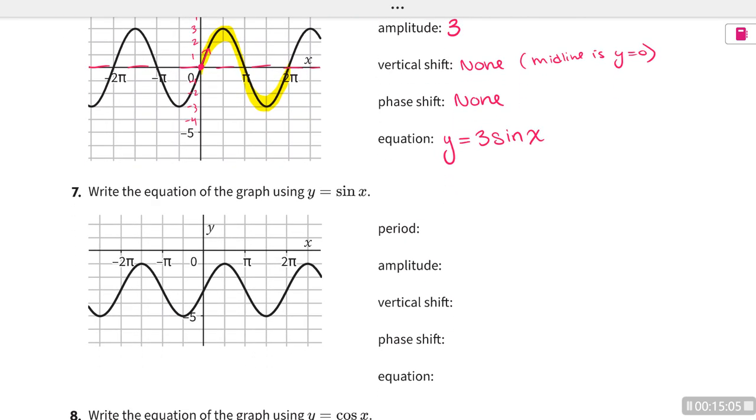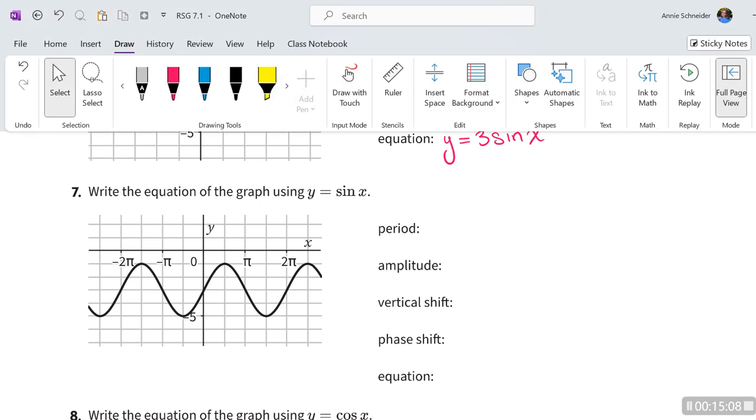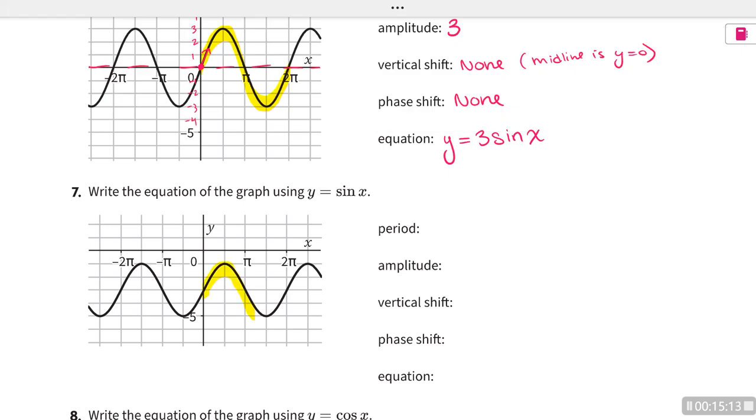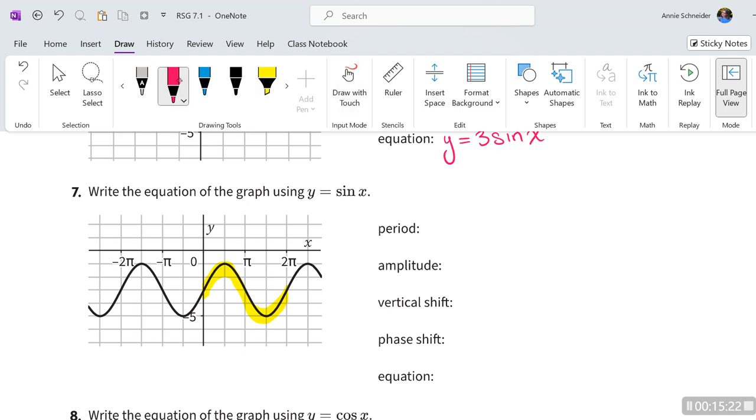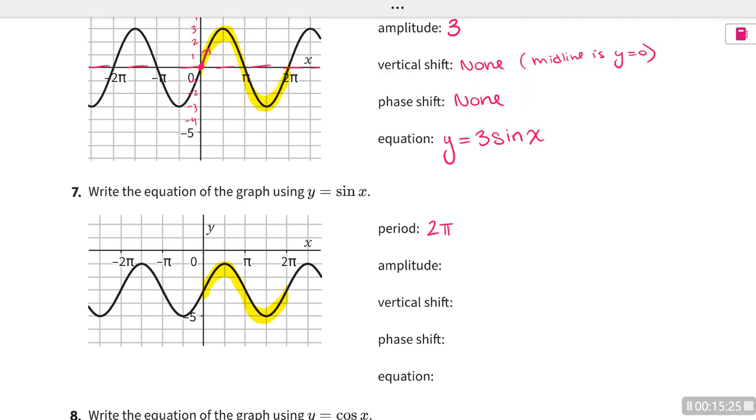Question 7. So our period, let's sort of highlight. This looks like a midline, but even if it's not, we've found where we started and we're repeating, and that was 0 to 2 pi. So our period is still 2 pi. Okay, so our amplitude, well, let's first look at our high point and our low point. Our low point is at -5 and our high point is at -1. So -1 to -5, that's a total distance of 4, which means we have to go 2 up and 2 down. So our amplitude is 2.